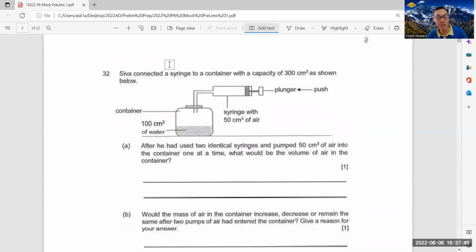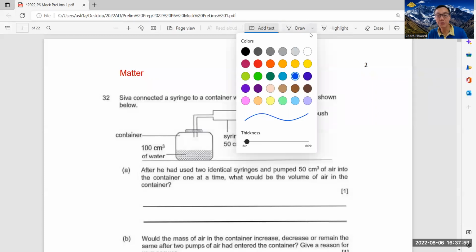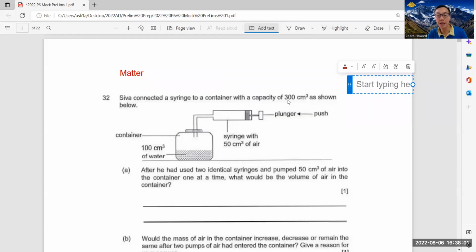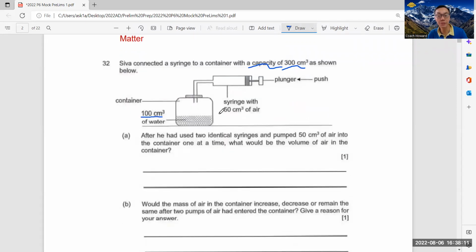Okay, this is a typical question. I noticed that many students cannot master this. This is in the topic of matter. Because matter, we know, is solid, liquid, gas, right? So what you need to take note of is this one. Highlight this part, 300 cubic centimeter, the capacity of this container. It has 100 cm3 of water, so the remainder would be 200.